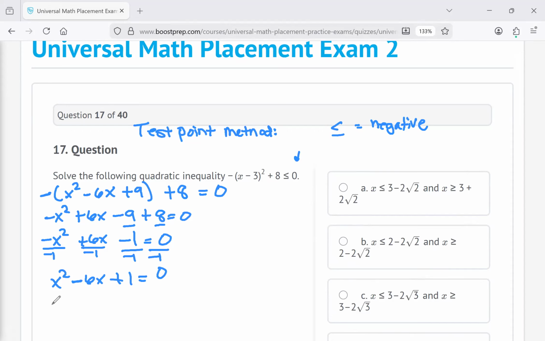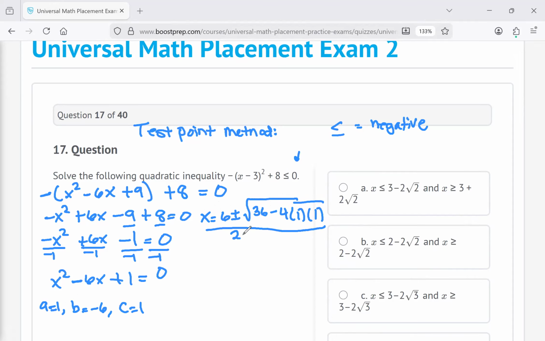So let's do that. So quadratic formula. A is 1, B is negative 6, and C is 1. So it's going to be x equals opposite of b, which is 6, plus or minus the square root of b squared, I could do that in my head, that's 36 minus 4 times ac, over 2a.